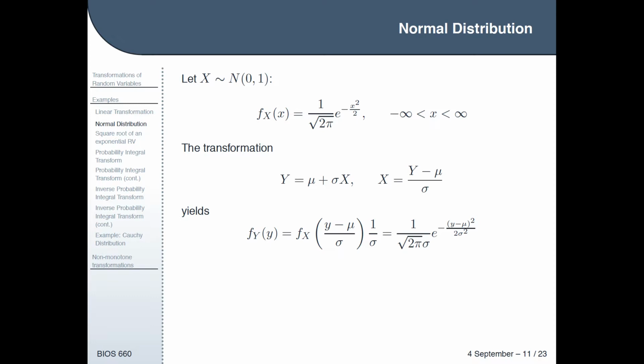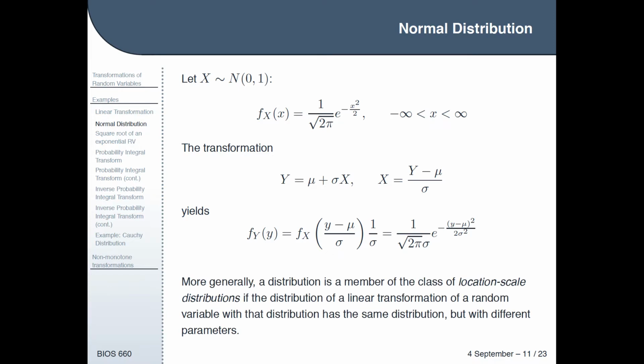And we end up with 1 over square root of 2 pi times sigma, times e to the negative y minus mu squared over 2 sigma squared, which, if you're familiar with the normal distribution from the past, you recognize as the density function for a normal distribution with mean mu and standard deviation sigma.